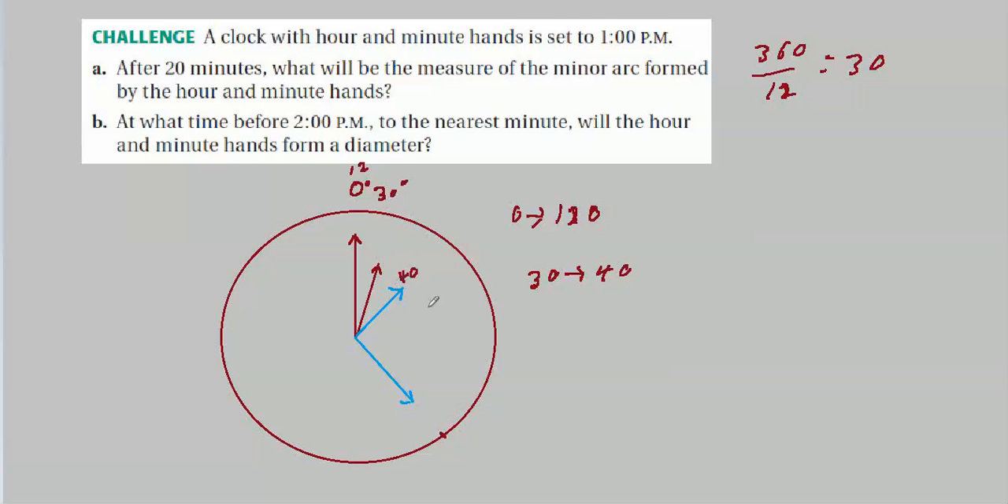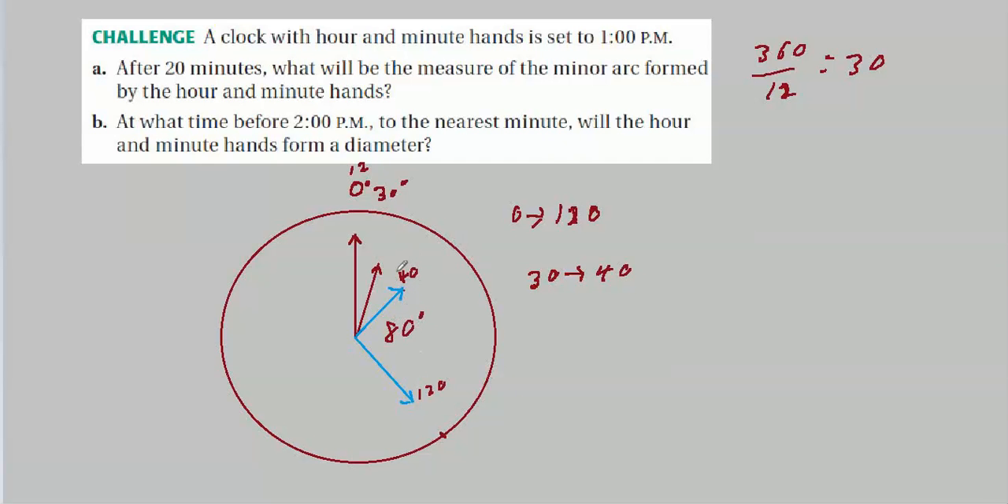And this one is at 120. So the arc in between here would be 80 degrees. Well, that's the angle in between, 80 degrees, which is the same as the measure of this arc, which now exists between the minute hand and the hour hand.